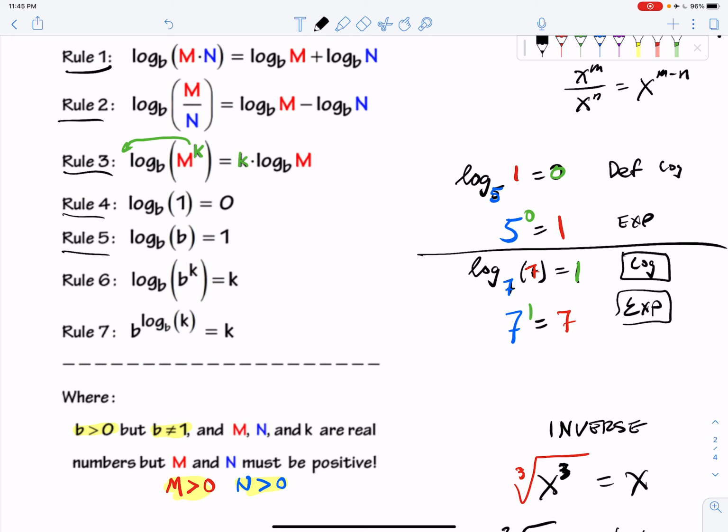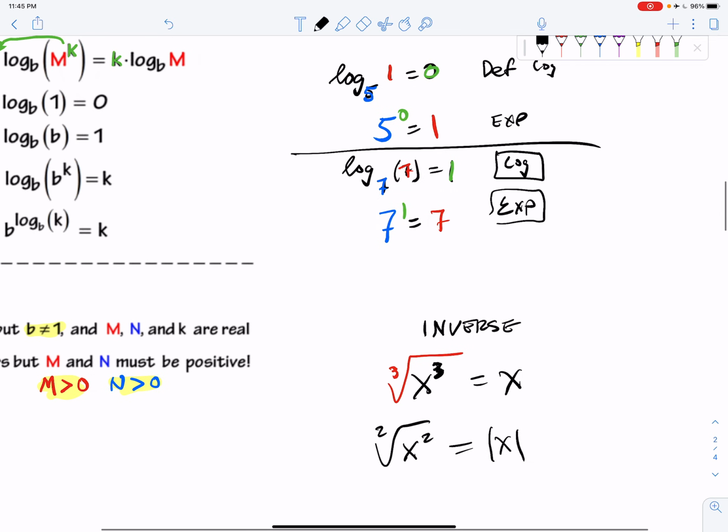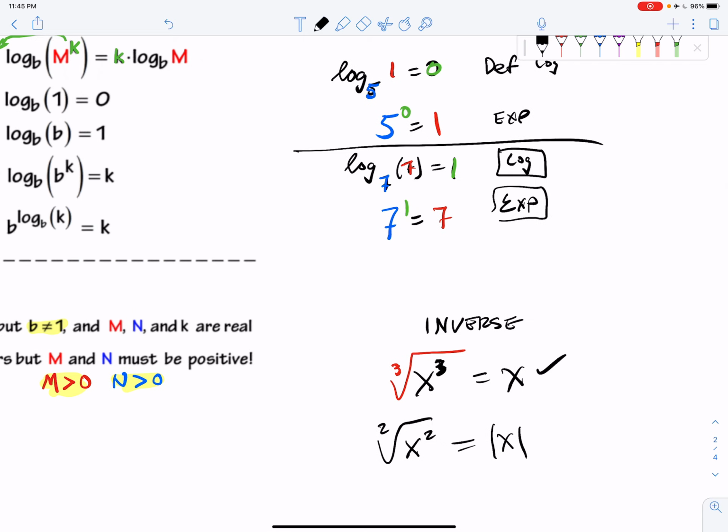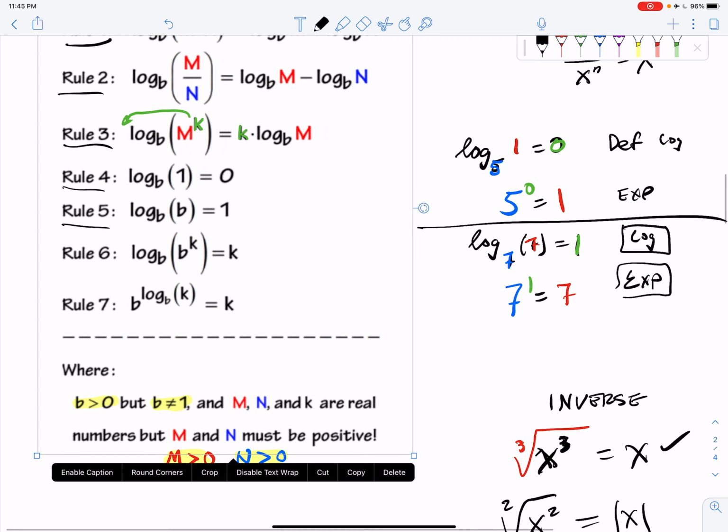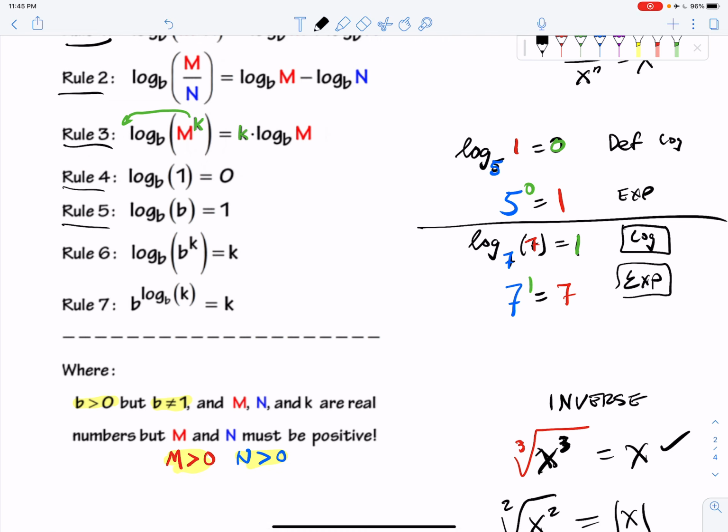Now, rule number 6 is working on this inverse idea, like what I showed: if you cube root an x cubed, it sort of peels away everything and you end up with what you started with, x. And that's kind of what's going on here. Let's do this. So number 6 says log base b of b to the k.